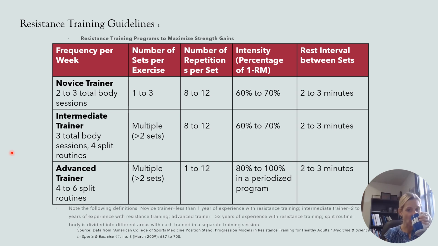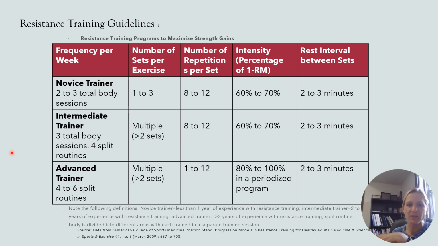Okay. As we move to intermediate types of athletes, we can shoot for 3 total body sessions or 4 split routines. A split routine would be like, okay, Monday I'm going to do lower body, Tuesday I'm going to do upper body, Thursday I'm going to do lower body, Friday I'm going to do upper, or something along those lines. There's lots of different ways we can split. That's just one example. You could do a push pull or something along those lines. But that's what a split routine is. I'm not getting a full body workout in every single workout.